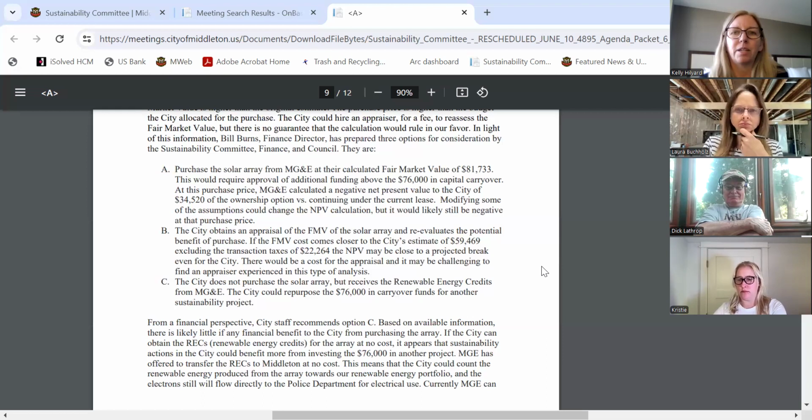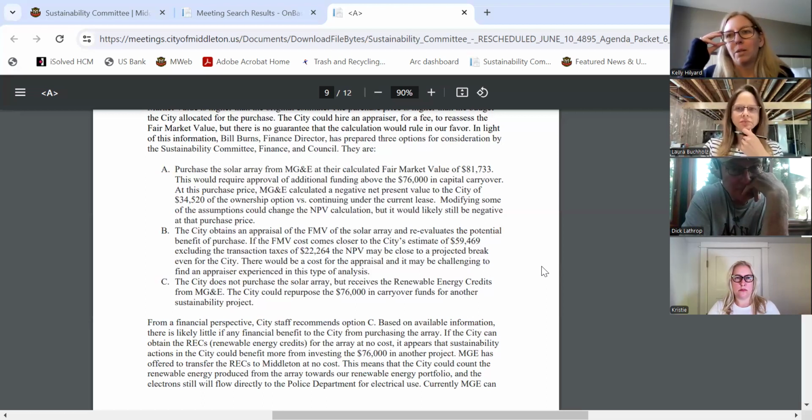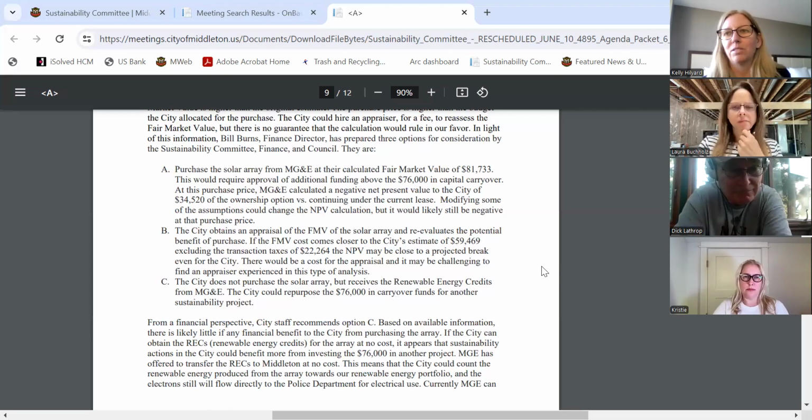The offer for their fair market value was higher than what we currently have budgeted. So even if we wanted to purchase that, we would have to find additional capital money to be able to purchase this. And Bill did calculations to show that if we purchase at this higher price, then it wouldn't be the best fiscal decision for the city to make. So the other option, which I think is B, would be to hire an appraiser, but we would have to get an official appraiser to make that. And there's no guarantee that the appraisal would be beneficial in our favor with a lower price. And then you'd be out the money that it costs to get the appraiser to do the work. And I think Bill was saying it's challenging to appraise this kind of system at this point.